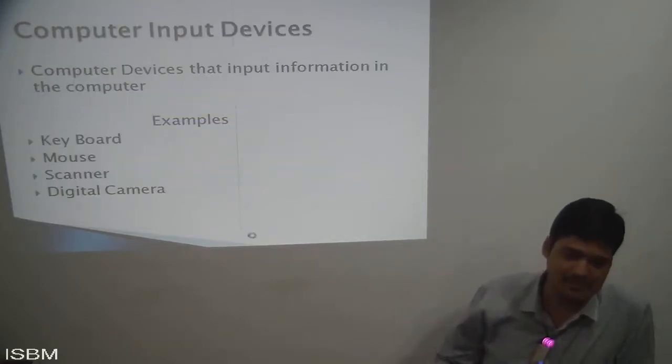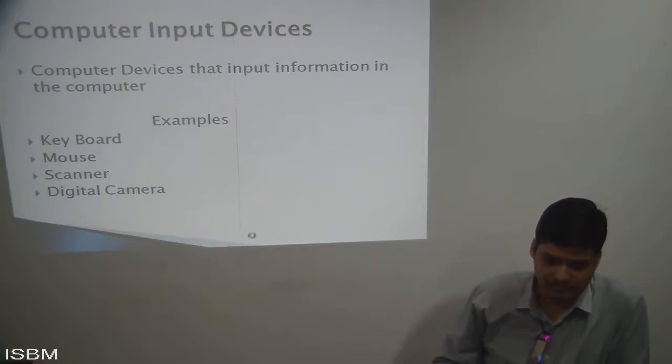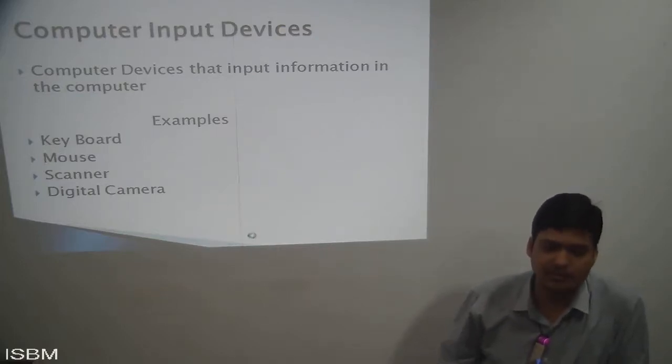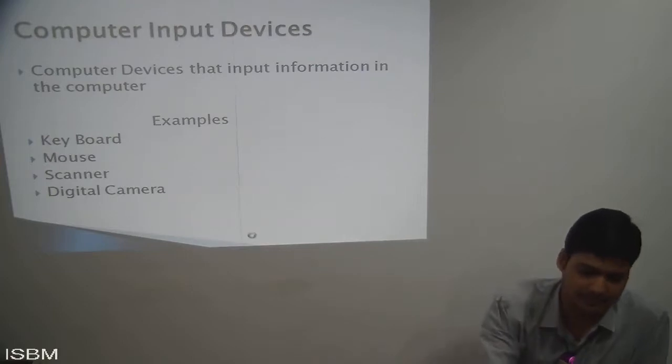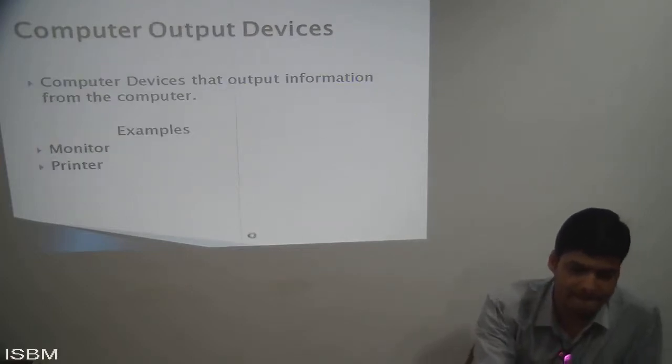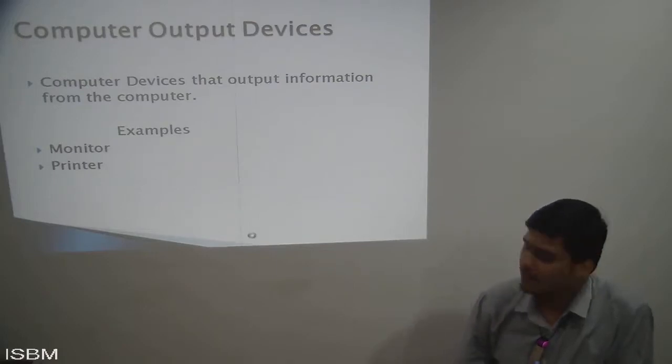Then there are some examples of what we have learned until now. Computer input devices are devices that input information into the system, for example keyboard, mouse, scanner, digital camera. And then some output devices. Computer output devices like monitor, printer, and a lot of other things.